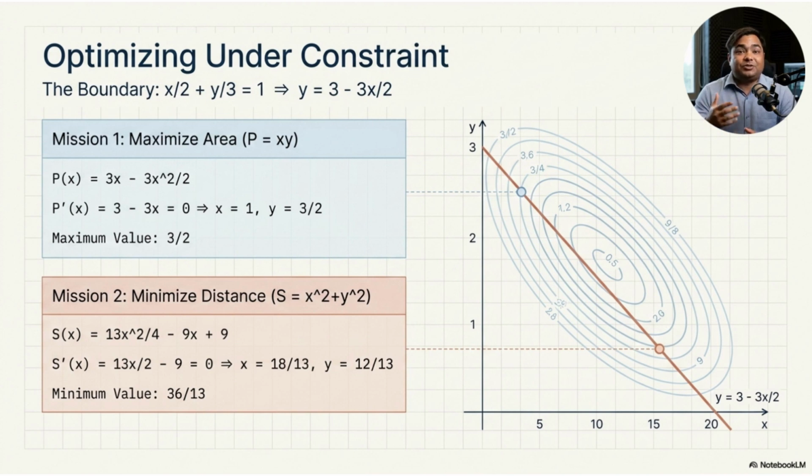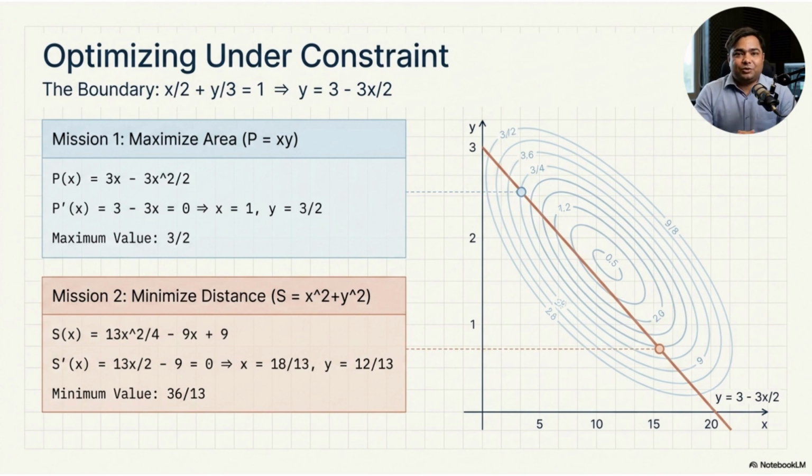The second mission is to minimize distance. The squared distance from the origin is usually written as s equals x squared plus y squared. After substituting the boundary equation into this distance function, the slide gives s of x equals 13x squared over 4 minus 9x plus 9. Now we differentiate. The derivative is s prime of x equals 13x over 2 minus 9.